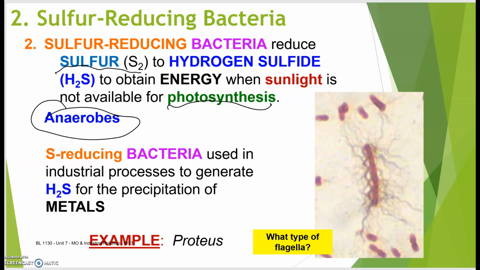So this is another example of one of those strange metabolisms that I told you about that only bacteria tend to have. We can take advantage of this process, and we have. We can use sulfur-reducing bacteria in industrial processes, and this will help us generate hydrogen sulfide, which we can then use to precipitate metals. So we have found ways to use these ancient metabolisms to our advantage.